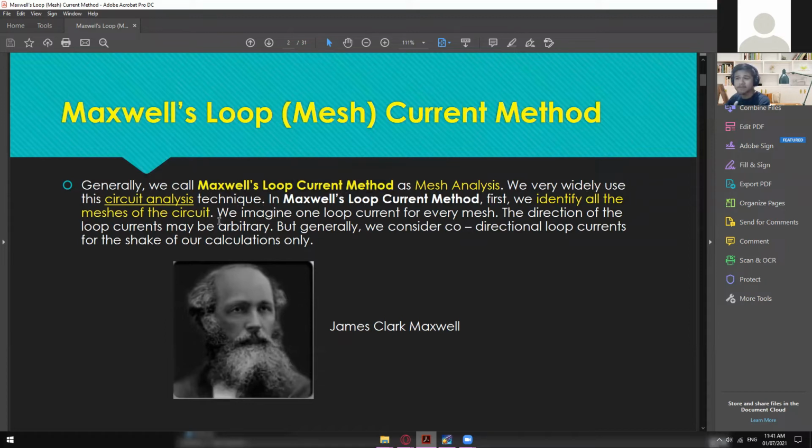Last meeting we discussed the difference between meshes and loops. A mesh contains only one loop inside of it, but a loop can contain one or more. So that's their major difference when it comes to a mesh and a loop. We imagine one loop current for every mesh. The direction of the loop currents may be arbitrary, so we could use the conventional current flow method. But generally, we consider co-directional loop currents for the sake of our calculations only.